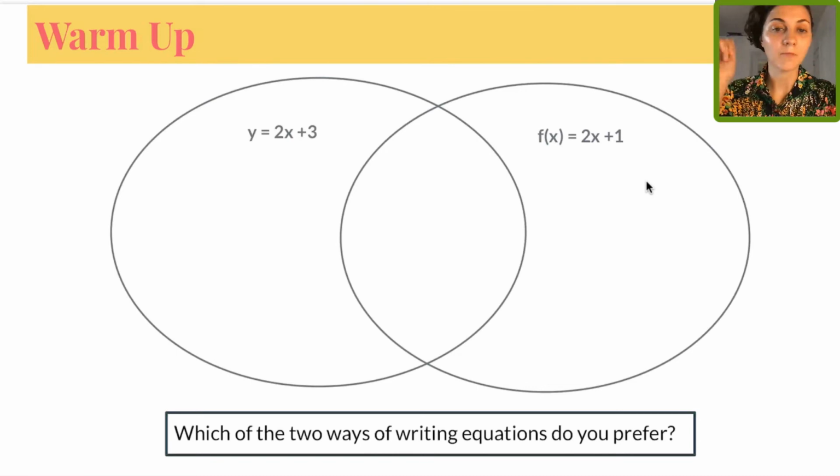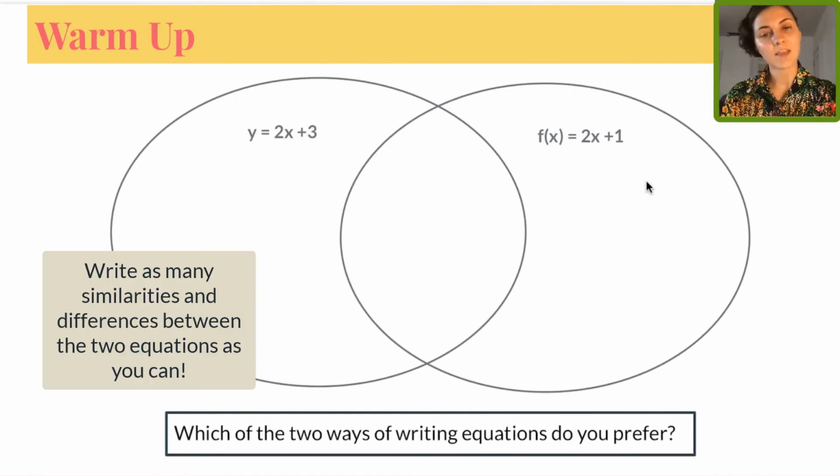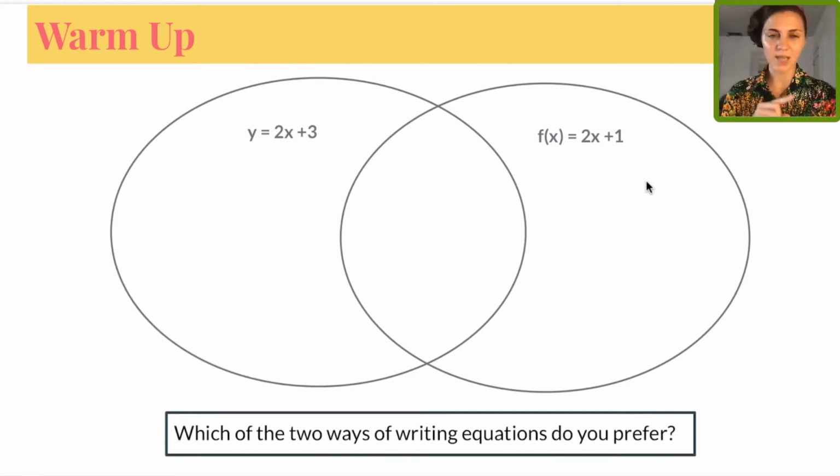I'll explain the warm-up first. In this warm-up, there's a Venn diagram with y equals 2x plus 3 on the left, and f of x equals 2x plus 1 on the right. With a Venn diagram, you should find the differences and the similarities between those two things. You can find at least 2 things that are different and 2 things that are the same. So your goal is to find the differences and similarities between those 2 equations. So pause now.